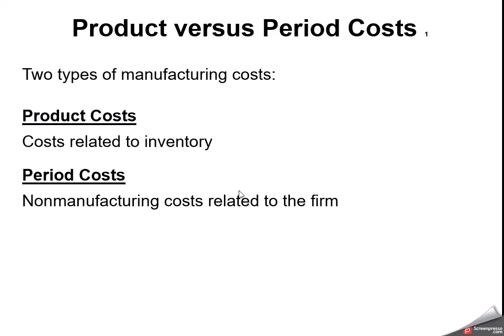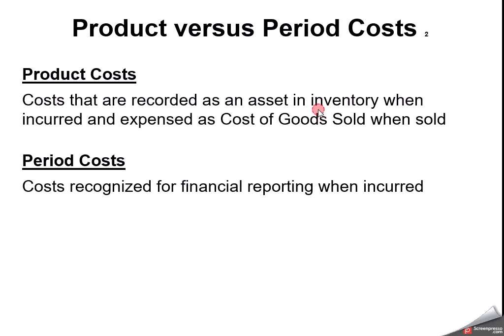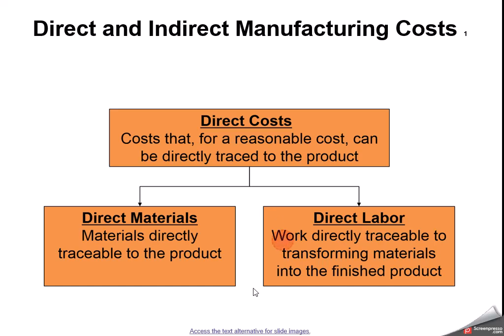So our product costs are costs related to our inventory that we're selling. Our period costs are any non-manufacturing costs that are related to the firm, like those general administrative type expenses. Product costs are associated with inventory, and when they're no longer in our inventory, they're charged out to cost of goods sold. Period costs are expensed as they're incurred, and they're matched up to the revenue in the proper period. So these are our direct costs that are associated with manufacturing a product.